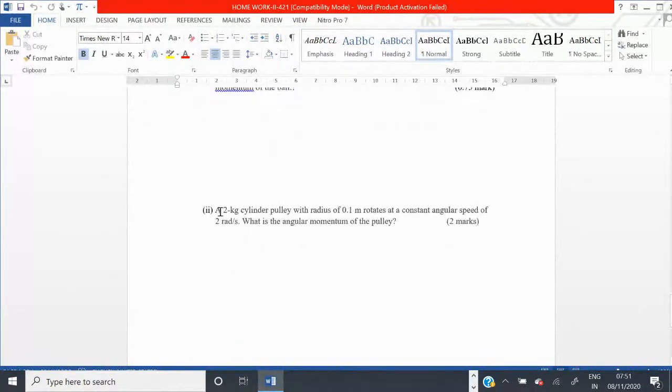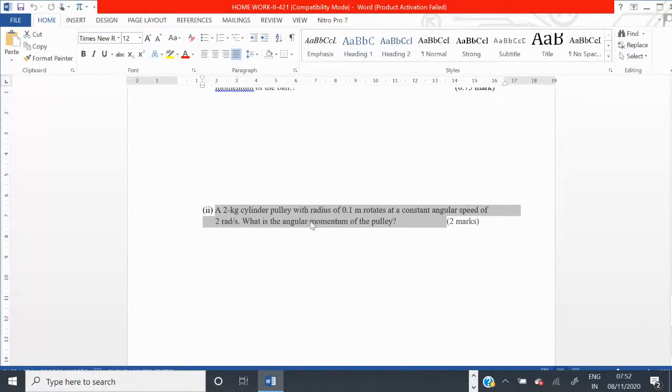Okay, see this question. What is written here? A 2 kilogram cylinder. What is the shape? Cylinder. Am I right? Yes. So if it is a cylinder, how do we find the moment of inertia?